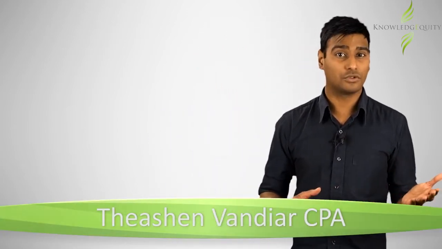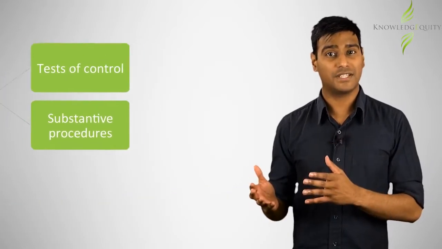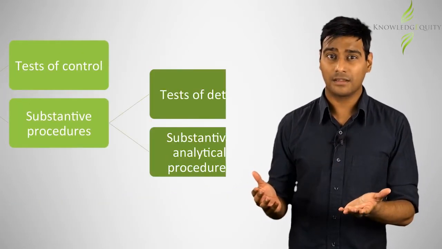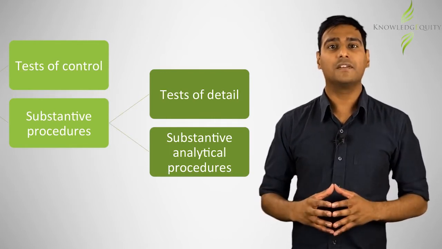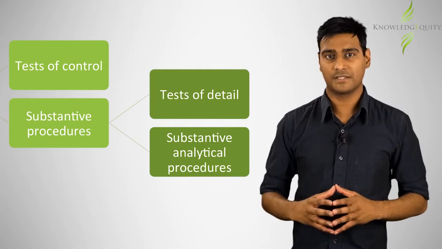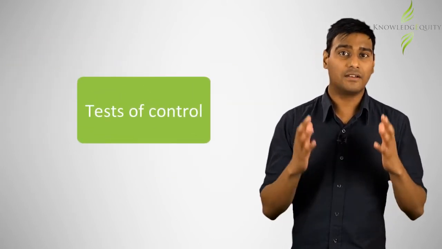There are two types of audit procedures, namely tests of control and substantive tests. We can break down substantive tests into tests of detail and substantive analytical procedures. In this clip, we will look at the relationship between these three procedures. In practice, tests of control are always done first.